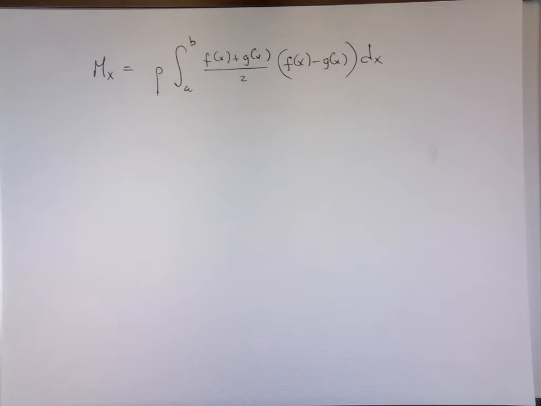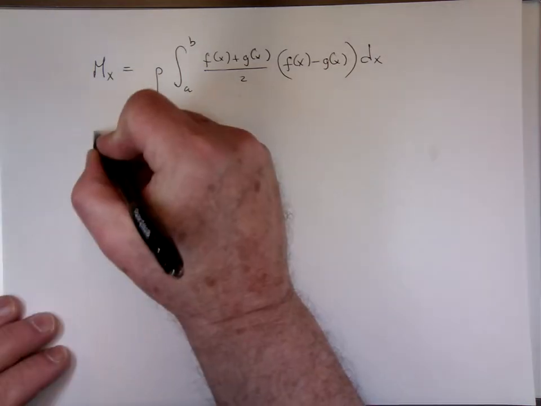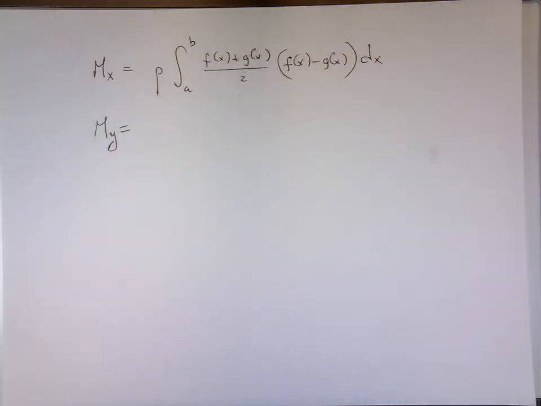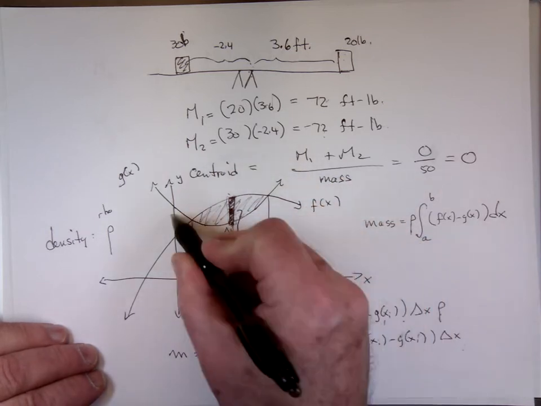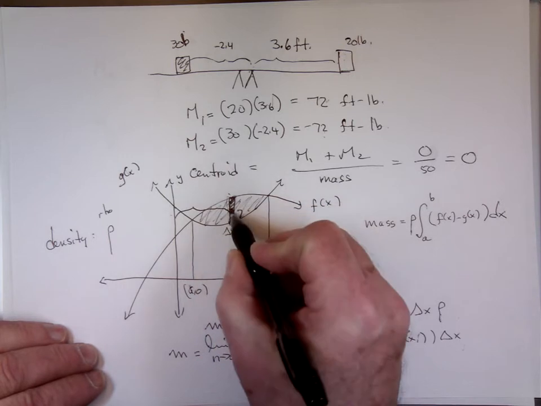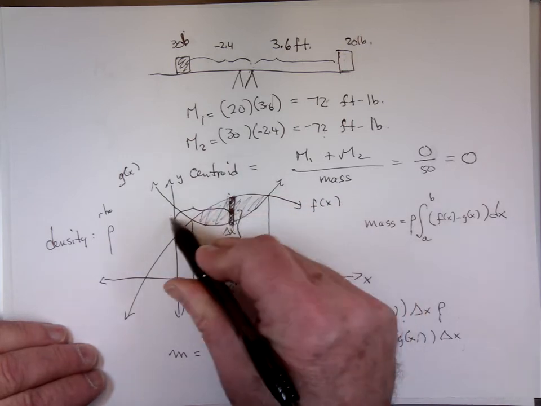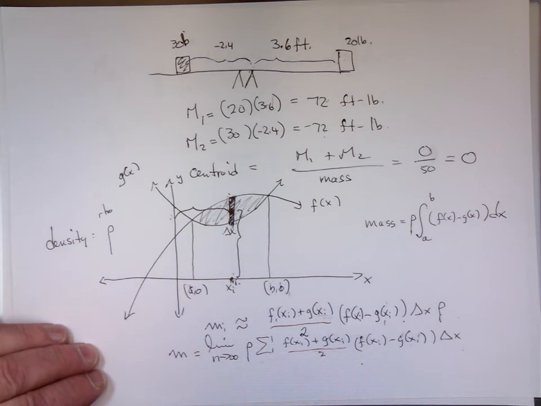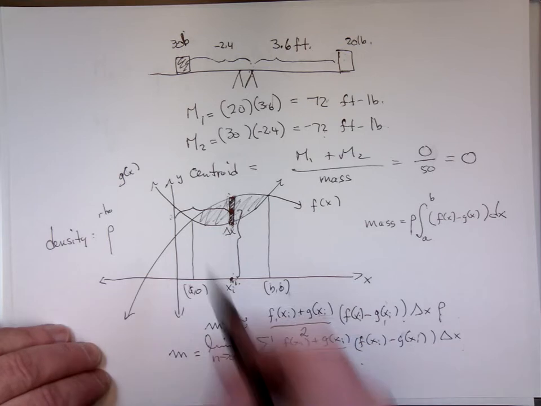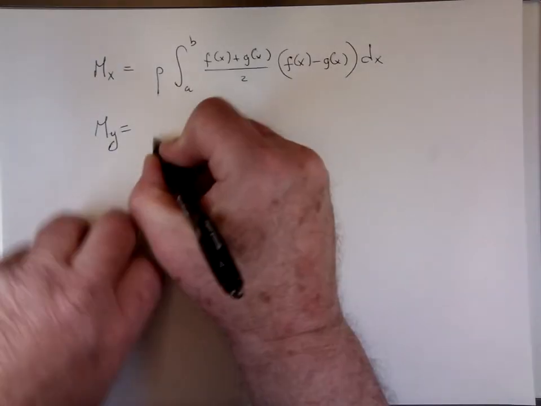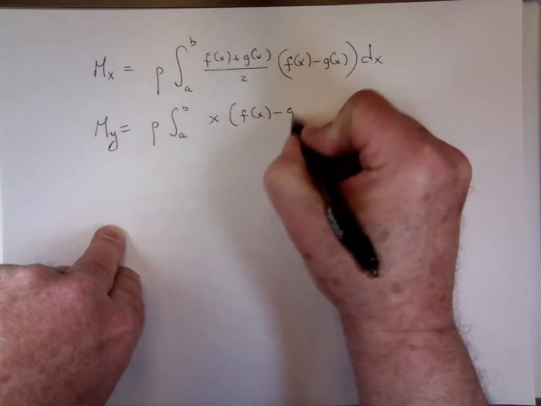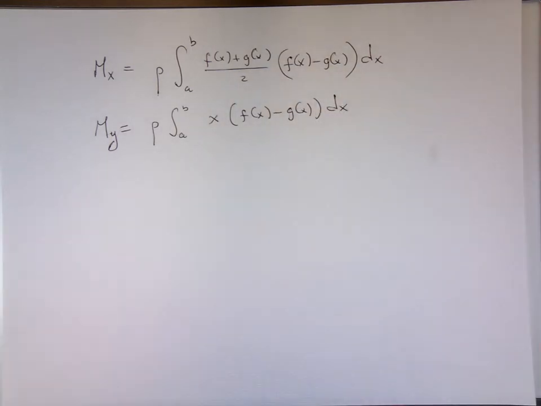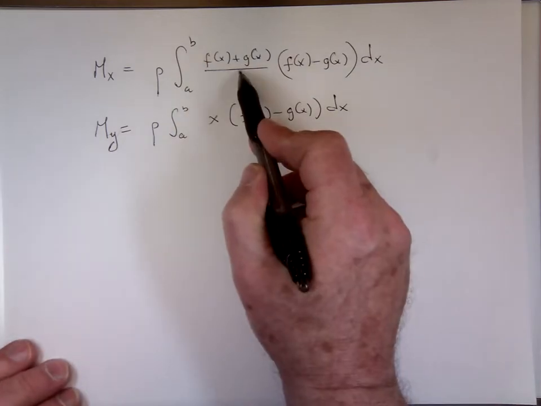All right, let's do the moment from the y-axis. Here we go. I'm going to go back to this. This is the distance I use to generate the moment from the x-axis. The moment from the y-axis is this distance. Can someone tell me what that distance is equal to? X. That's correct. The distance from the y-axis is x. It's that simple. So, the moment from the y-axis is the density function times the integral from a to b of x times f of x minus g of x, top minus bottom, dx. Okay? The only difference is this is my distance from the x-axis, it's to the midpoint. This is the distance from the y-axis. It's whatever the x-coordinate is.